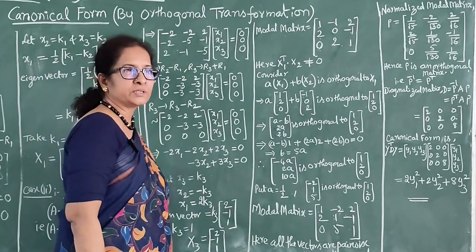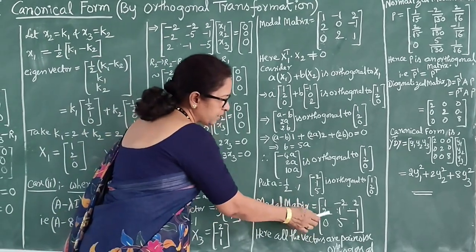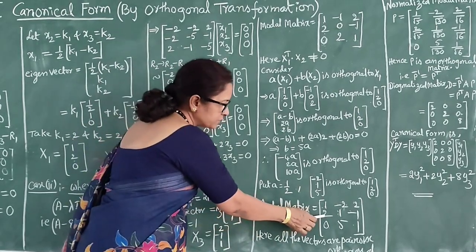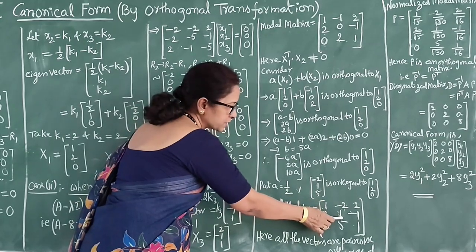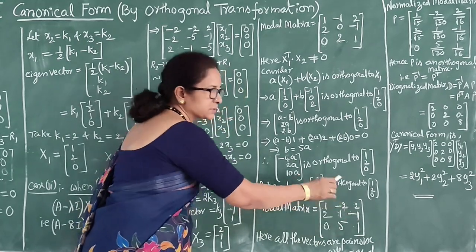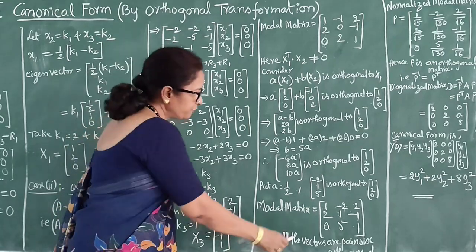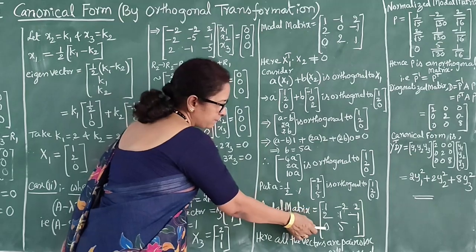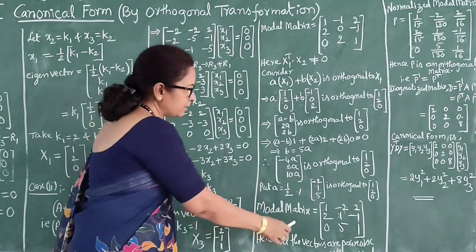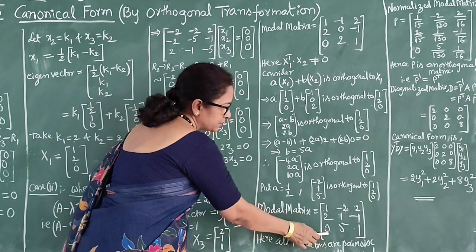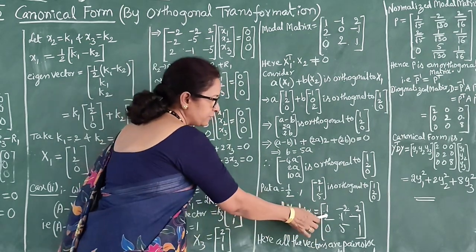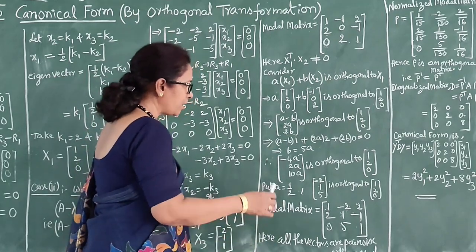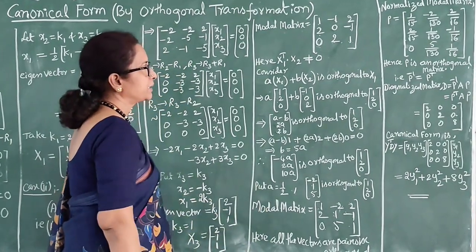The second condition is its norm should be 1. Norm, the length of a vector. This vector length should be 1, this vector length should be 1 and this vector length should be 1. If you check, root of 1 square plus 2 square plus 0 square, here we are not getting the length 1. You will get root 5 here, not 1. Therefore, we have to normalize this model matrix.